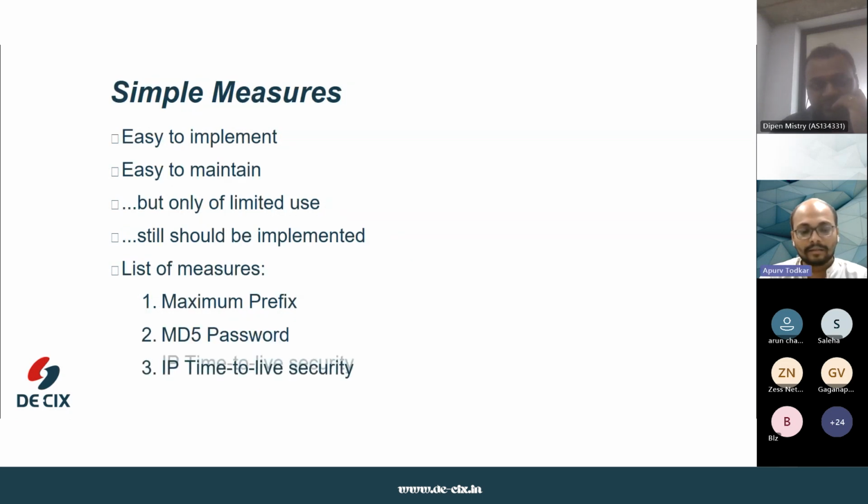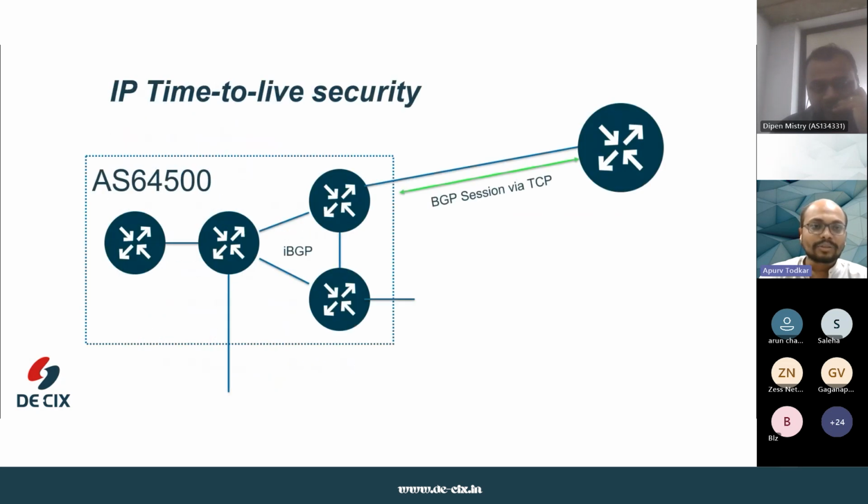Next is IP Time to Live security. This next method is even simpler to set up and provides the same protection against the same type of attack that we already discussed, but without needing a password. Here is how it works.